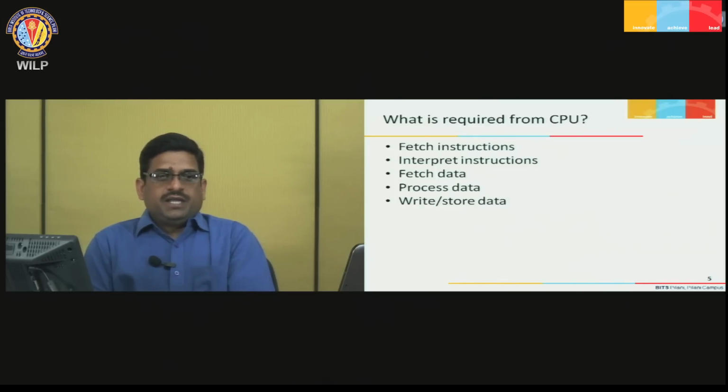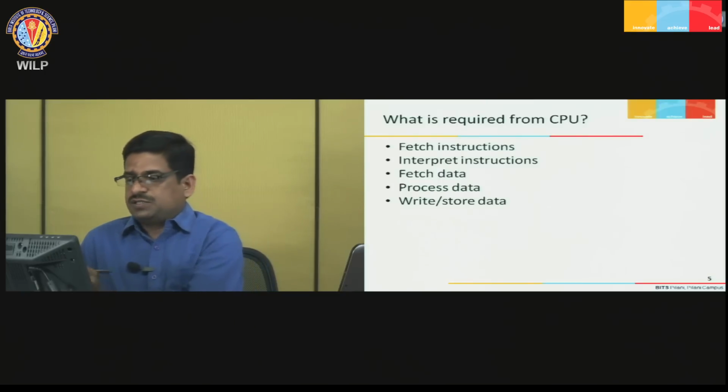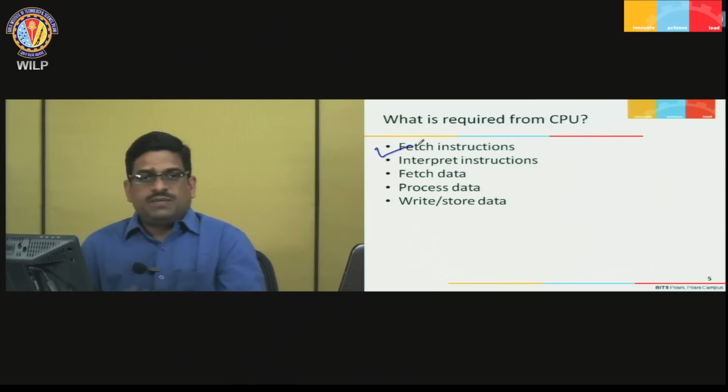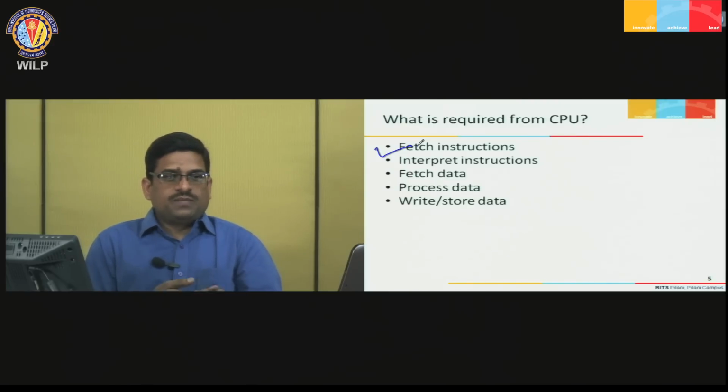What I need from the central processing unit, or my processor: what capabilities or functionalities should it have such that it can execute that program? First, the processor should be able to fetch the instructions. Fetching the instruction means reading the instruction from the memory where all these instructions are stored, the main memory. So from main memory these instructions have to be fetched one by one.